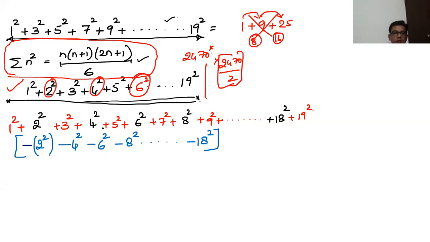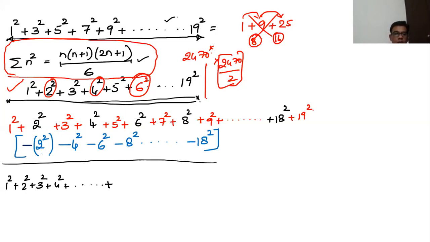I repeat, they gave me 1 square, 3 square, the ones written in red. I ended up adding the values written in black. But because I added these values, I changed the entire look of the question. So if I have to get the question back, I have to remove the values that I added in black. I have to subtract them. So now my entire question has come down to 1 square plus 2 square plus 3 square plus 4 square all the way till 19 square, and from this, I have to subtract 2 square plus 4 square plus 6 square plus 8 square all the way till 18 square.